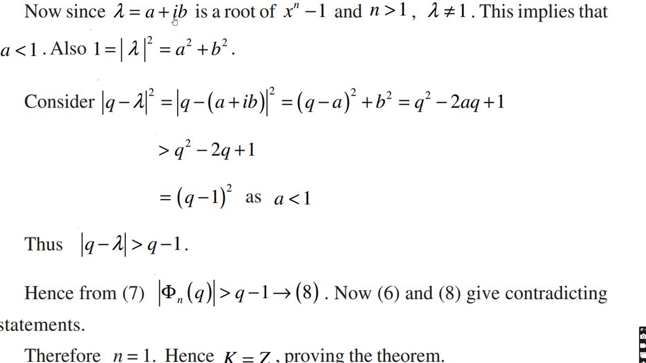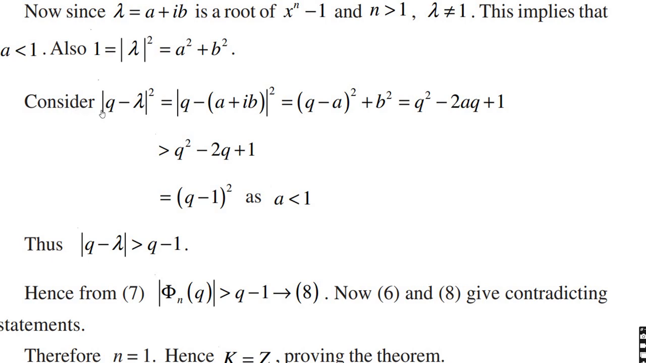You are considering one root, a plus ib, and n is greater than 1, so lambda cannot be 1. Now this implies that a is less than 1. The reason is, when we consider mod lambda the whole square, since lambda is a plus ib, you have this to be a square plus b square. When a square plus b square is 1, naturally a should be less than 1.